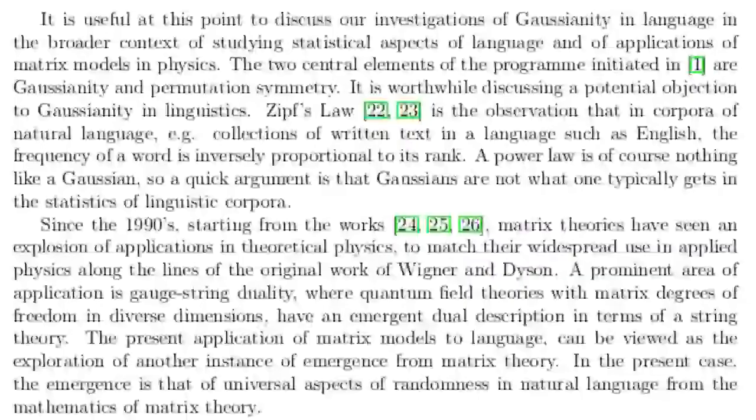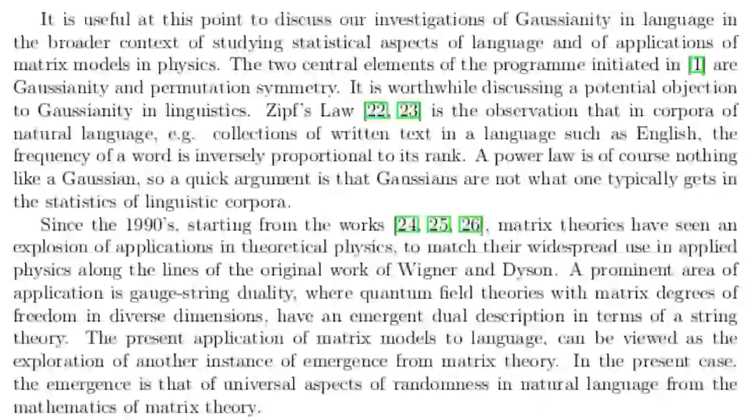But it is useful at this point to discuss our investigations of Gaussianity in language in the broader context of studying statistical aspects of language and of applications of matrix models in physics. The 2 central elements of the program initiated in 1, again, are Gaussianity and permutation symmetry. It is worthwhile discussing a potential objection to Gaussianity in linguistics, Zipf's law.